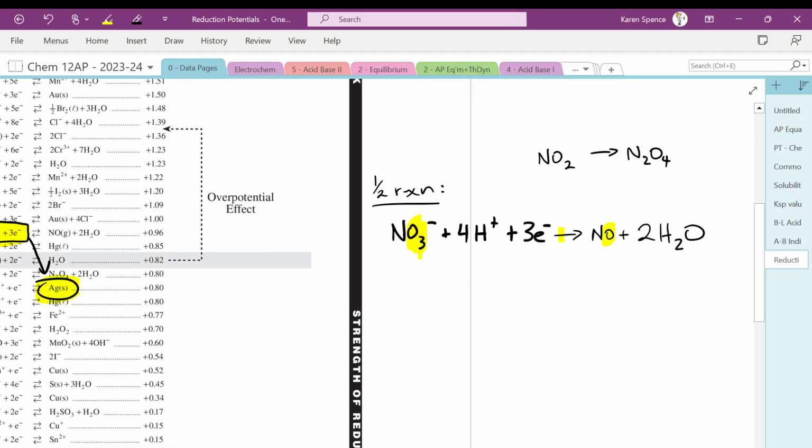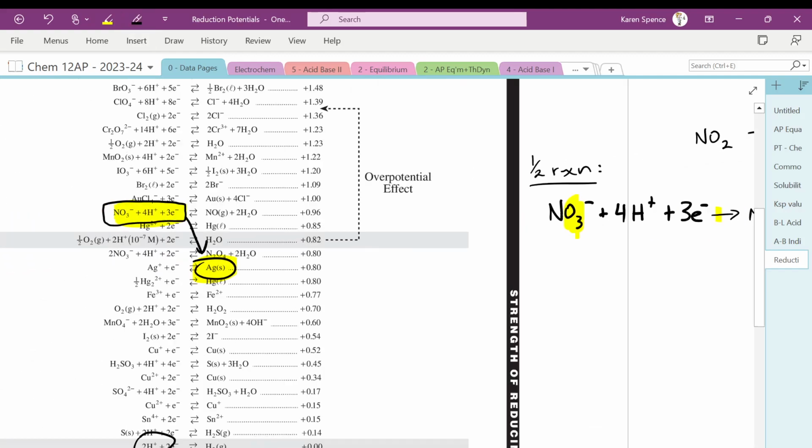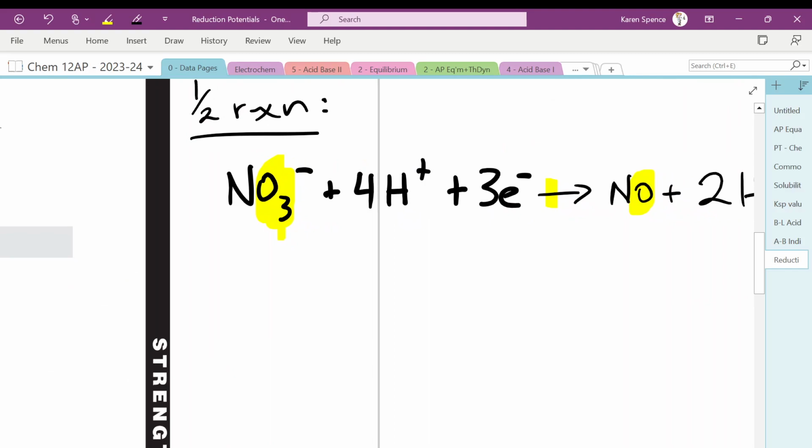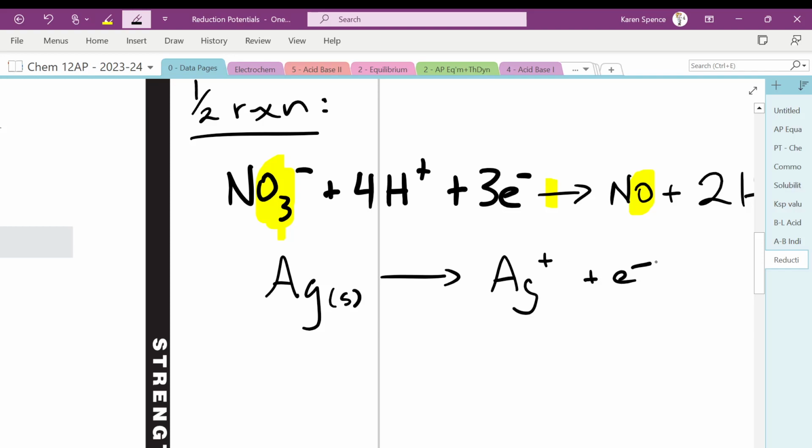All right, and our other half reaction, where this is our reactant, here is the silver, and it is going that way. So we will end up with Ag plus and e minus as products. So Ag goes to Ag plus plus an electron.